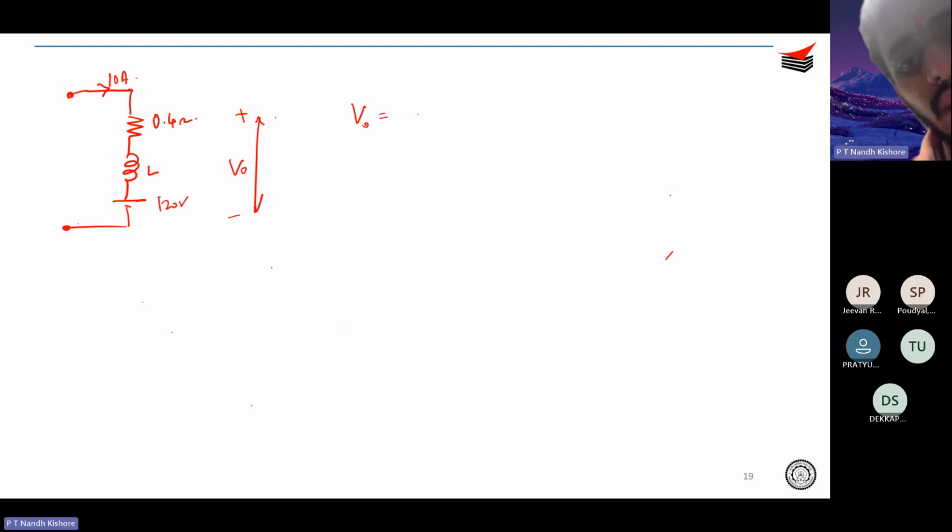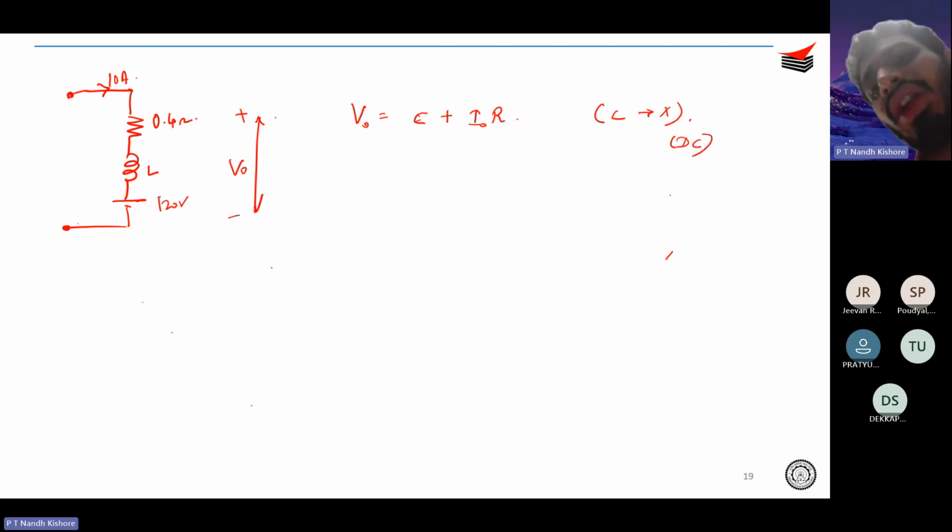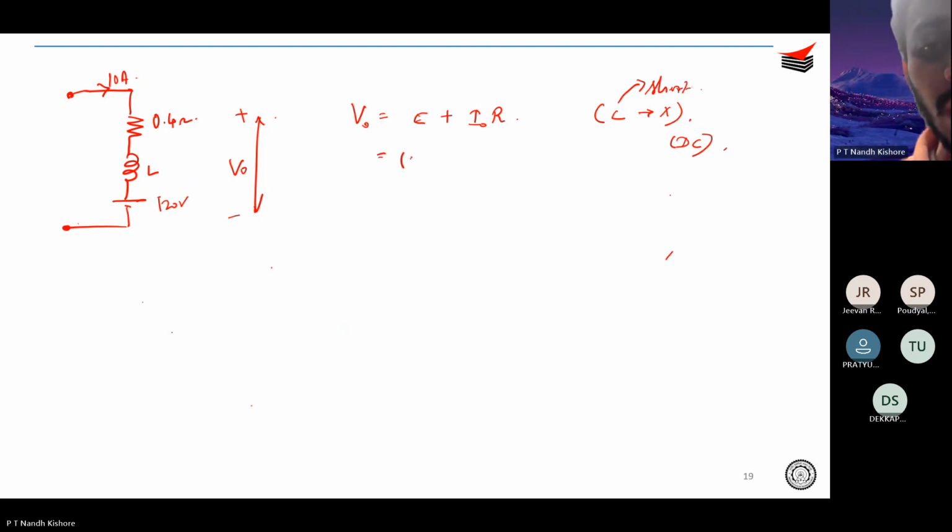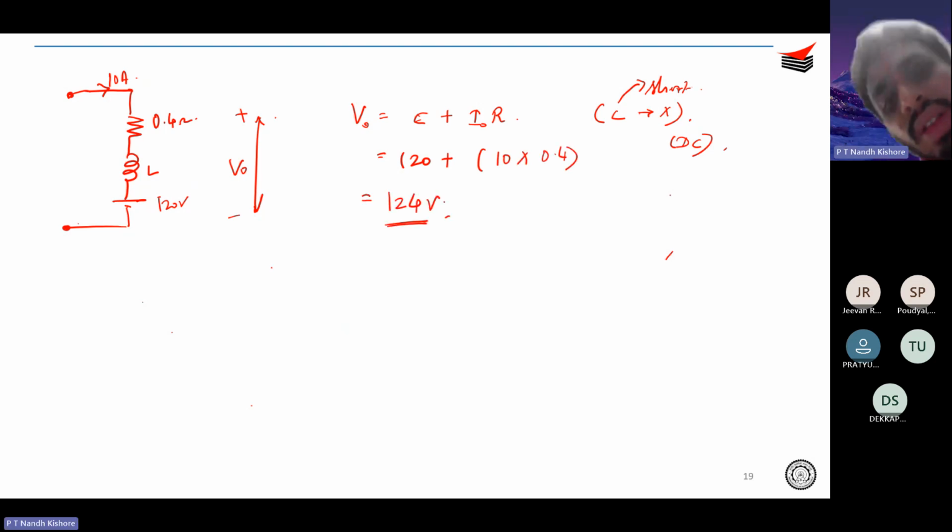So what is your V naught? V naught is E plus I naught into R. L is being neglected. Why? Because we are using DC analysis. In DC, the inductor acts as a short, right? So E is 120 given, I naught is 10 given, and R is 0.4. Therefore, V naught is 124 volts. Correct?